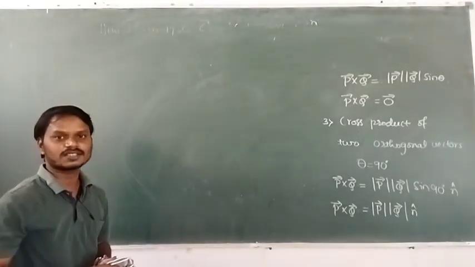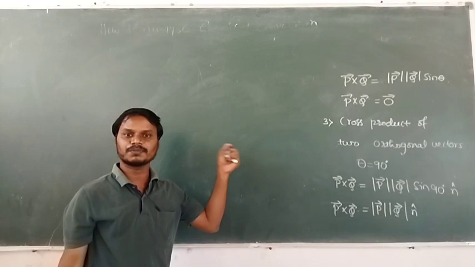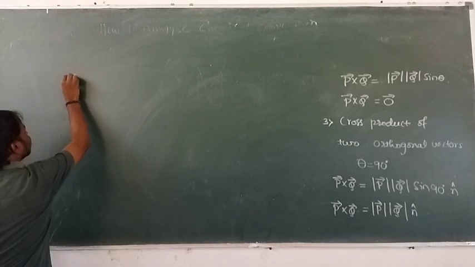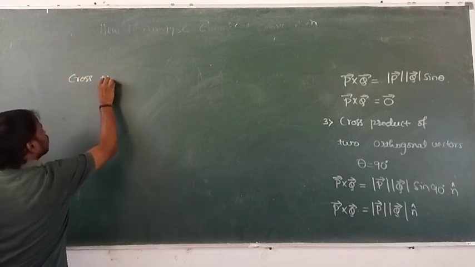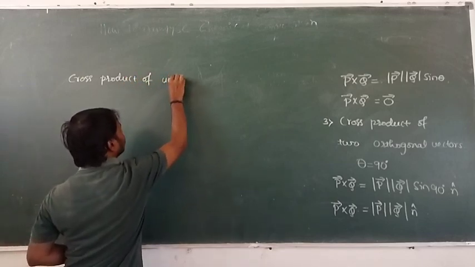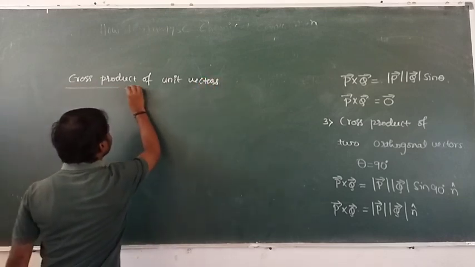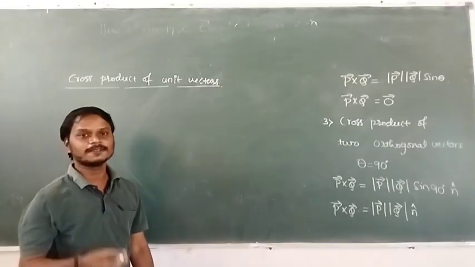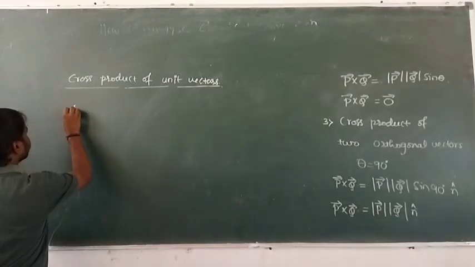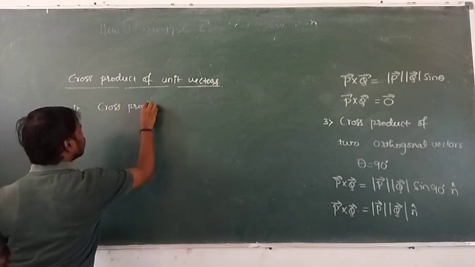Now, the cross product or the vector product of orthogonal unit vectors. Orthogonal unit vectors means here perpendicular unit vectors. Next one, cross product of unit vectors. So first we discuss the cross product of two same unit vectors.